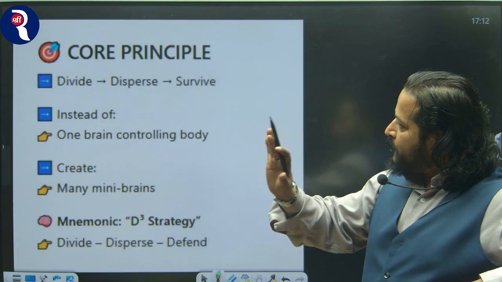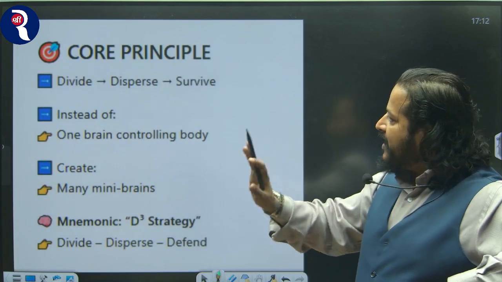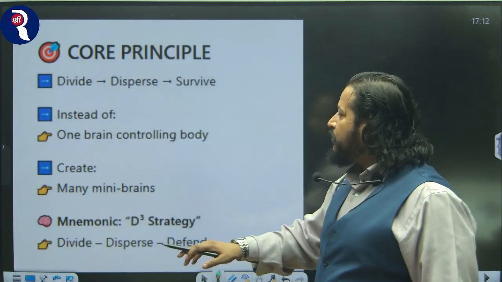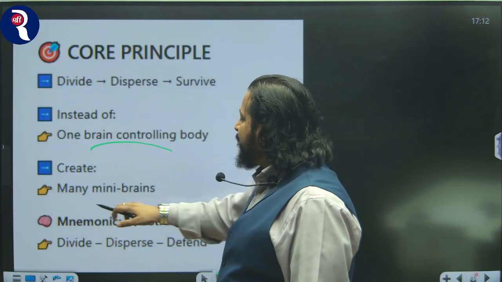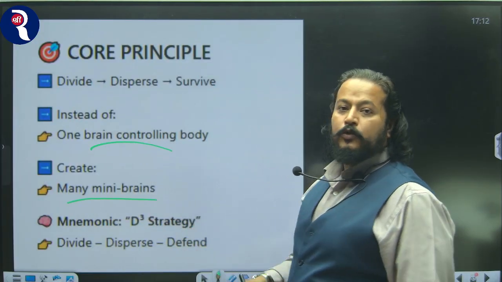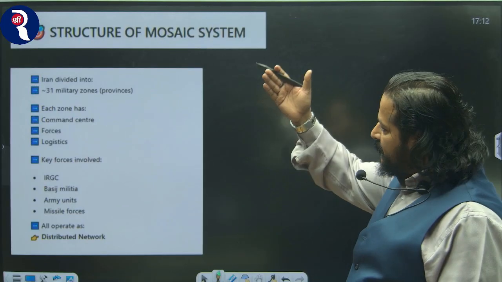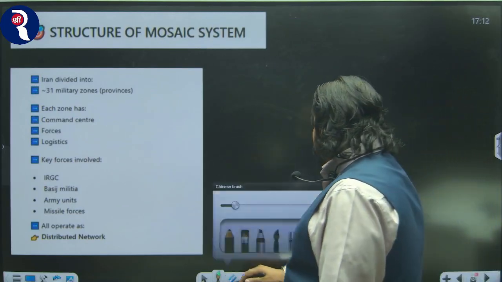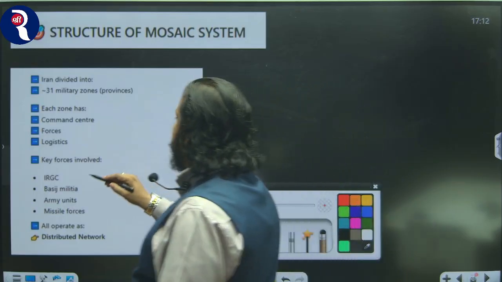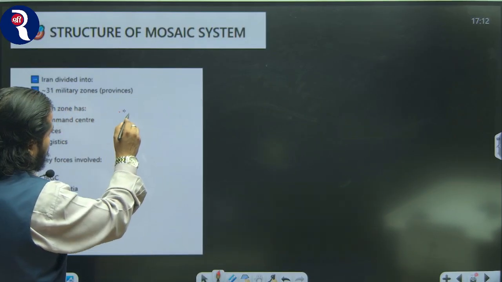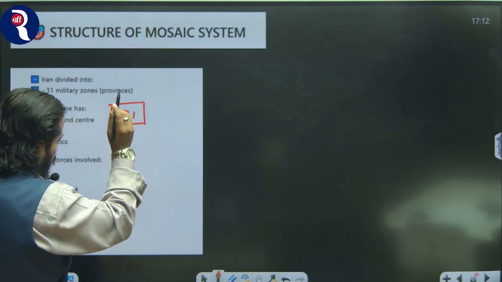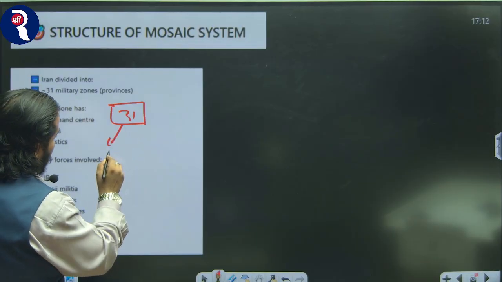Now, what is the core principle? Iran believes in divide, disperse, and survive. Instead of one brain controlling the body, there are many brains working simultaneously, independent of each other. Now, what is the structure? The entire Mosaic system is divided into 31 military zones. Each zone has a command center.